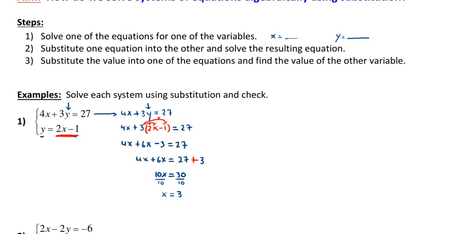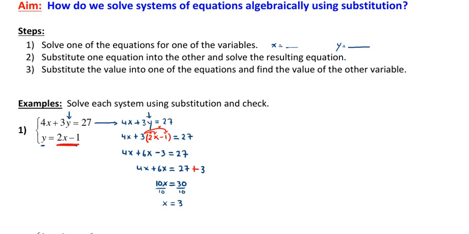We're not finished, because step number 3 says substitute the value. It's talking about the value that we got here. Substitute the value into one of the equations and find the value of the other variable, because we only have the value of x. We need the value of y. Why do we need that?